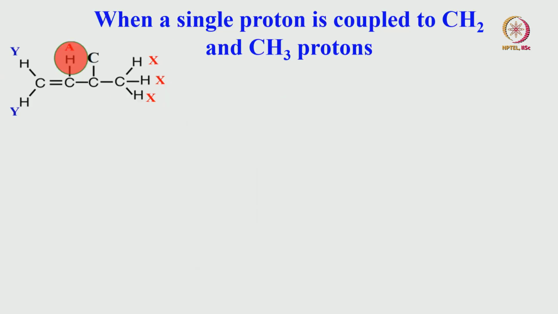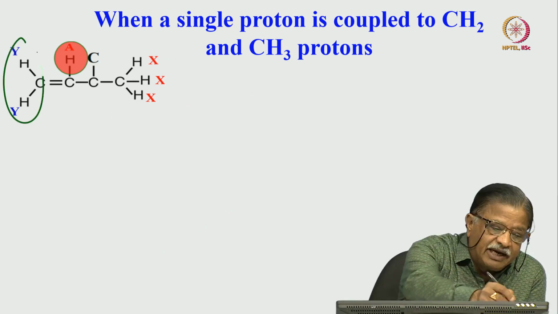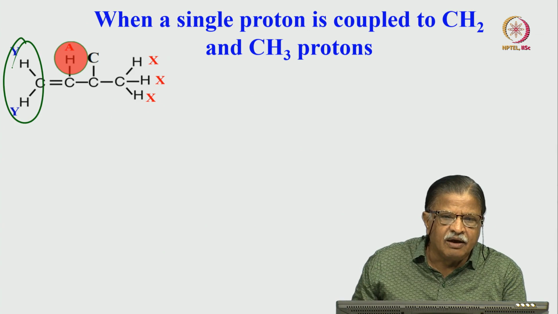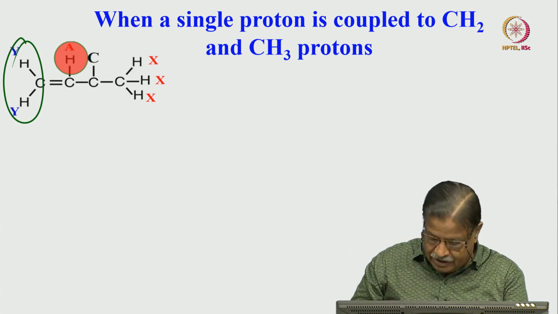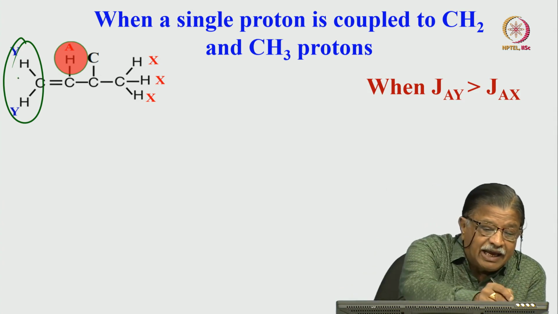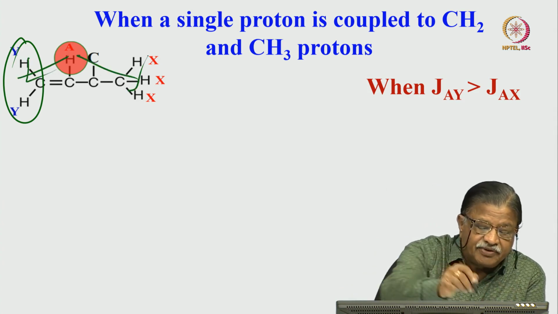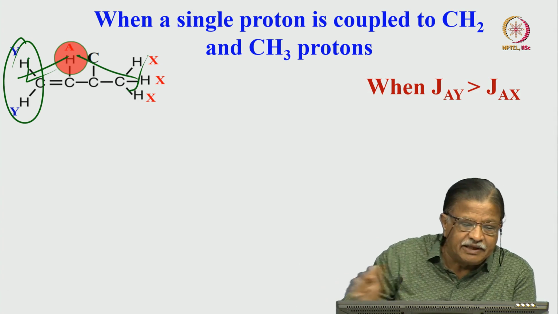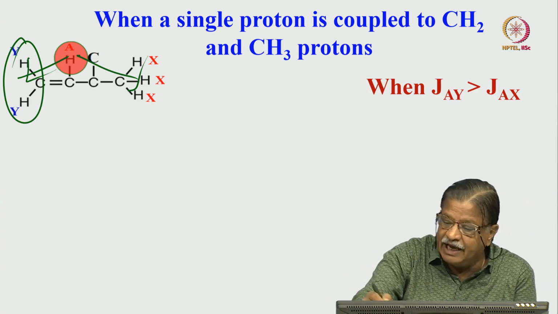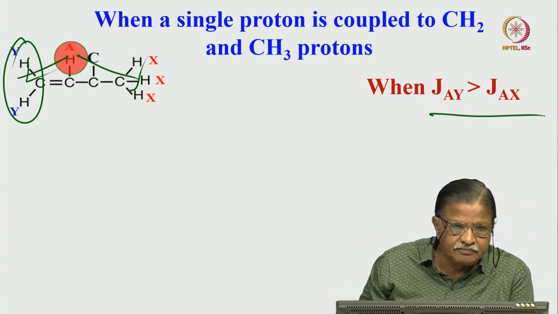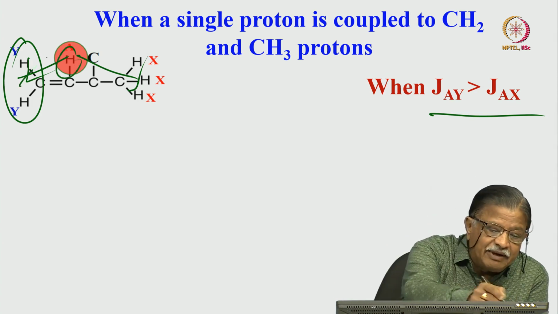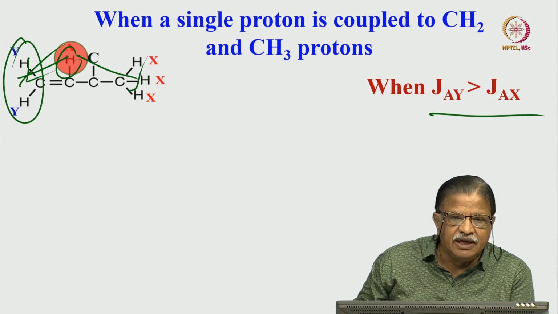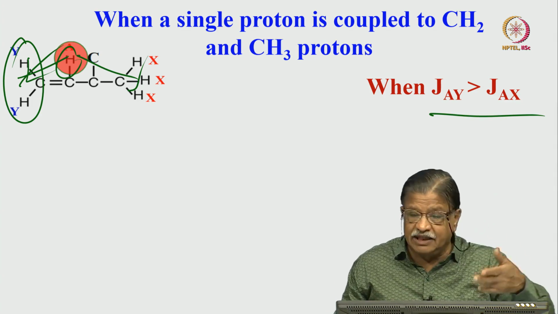Now, consider this situation, the same A proton I am considering, but instead of CH I made it CH2. What is the pattern we expect? Very easy to understand. I again put a condition: the coupling JAY is larger than AX. So, what is the pattern we are going to get? A will split because of the CH2 protons into a triplet. Of course, you can take the CH3 coupling first also.